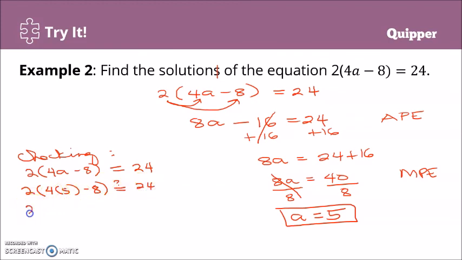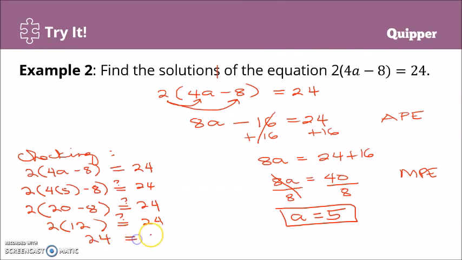So we have 2 times 4 times 5 is 20. Okay, 20 minus 8. Is it equal to 24? So we have 2 times 20 minus 8 is 12. Okay. Is it equal to 24? 2 times 12 is 24. And so, this is really equal to 24. So our answer is correct.